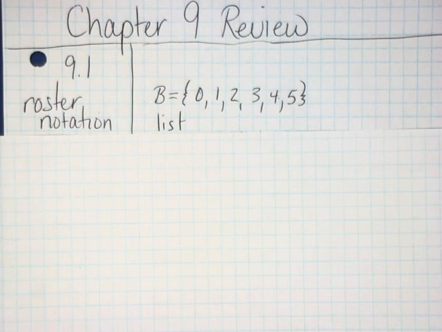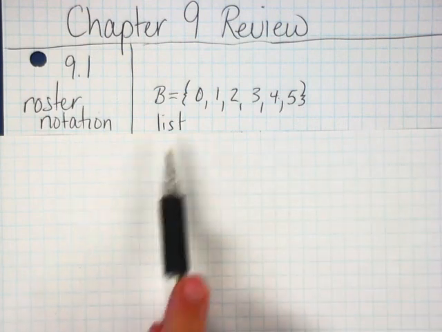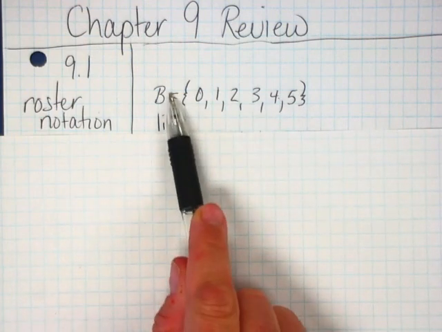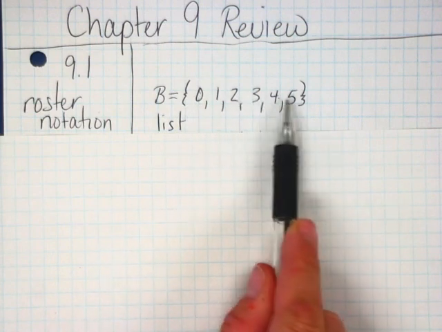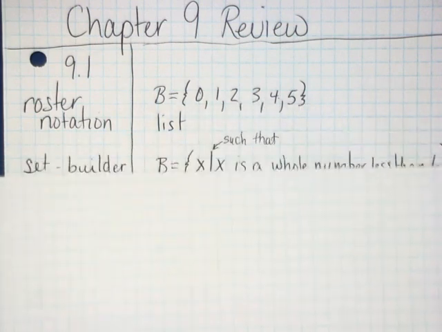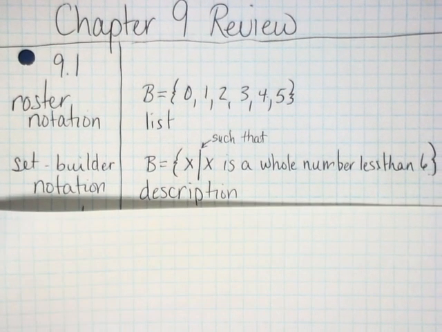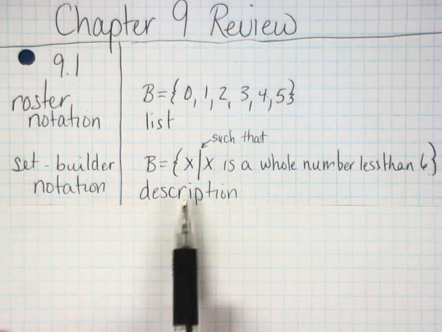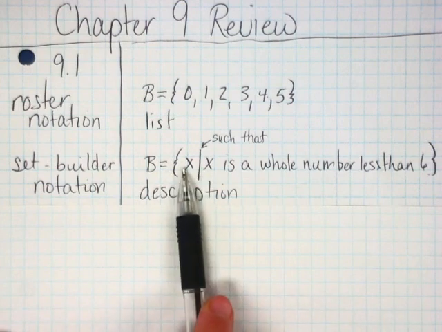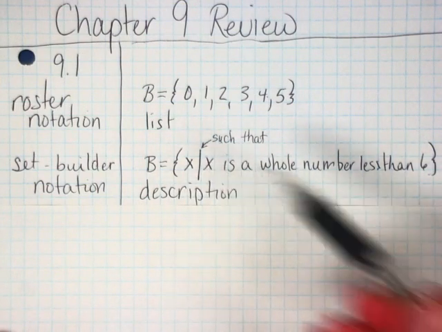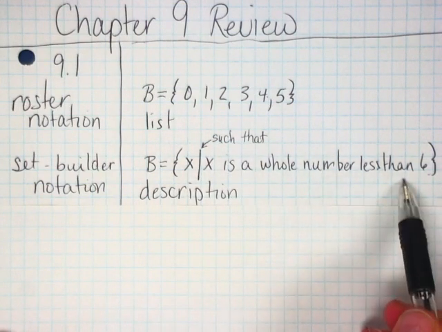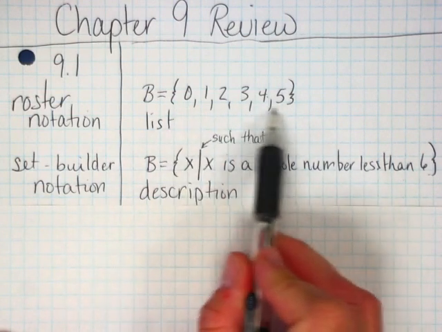So roster notation is a list. So this is the roster that belongs in Group B: 0, 1, 2, 3, 4, 5. It's just a list. Set builder is a description that describes that list. So for example, B is, remember, x such that x is a whole number less than 6. So this described what was in this group.